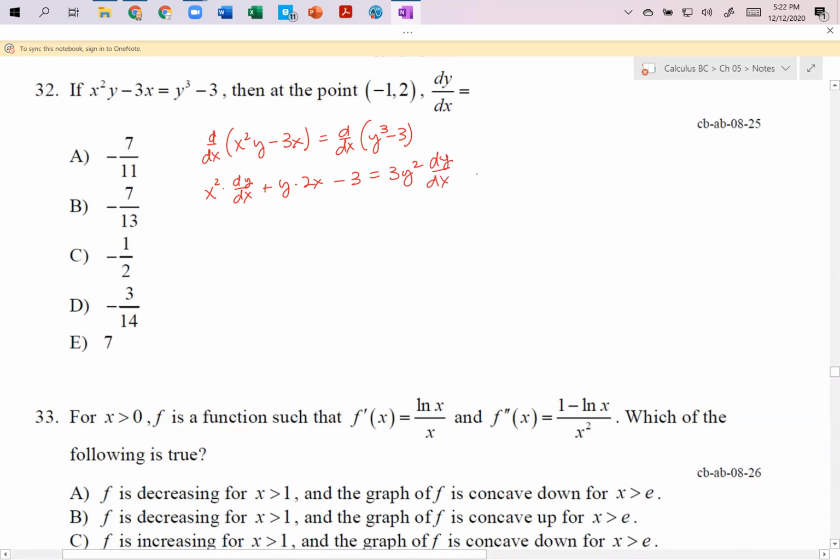All right. Now, most of the time what we would do here is we would solve for dy/dx. But since they want us to do this at a particular point, I'm going to plug in that point right now. 2 times 2 times negative 1 minus 3 times 2 squared dy/dx. So I've got negative dy/dx minus 4 minus 3. And on this other side, I got 3 times 4, which is 12.